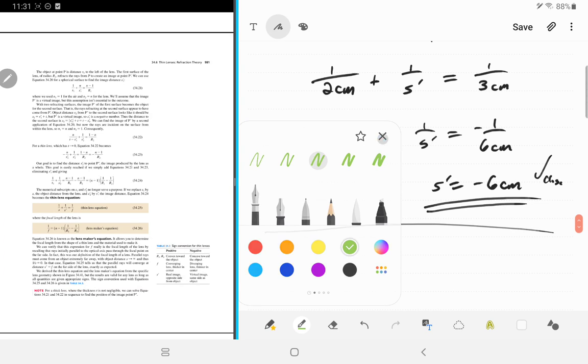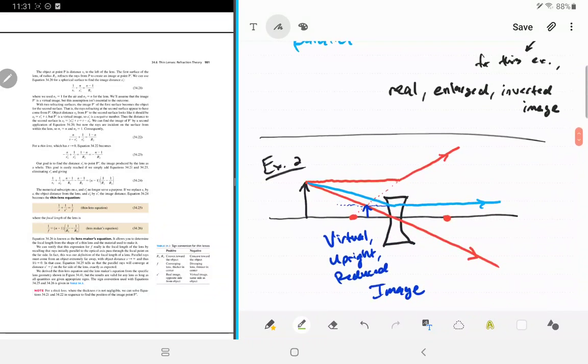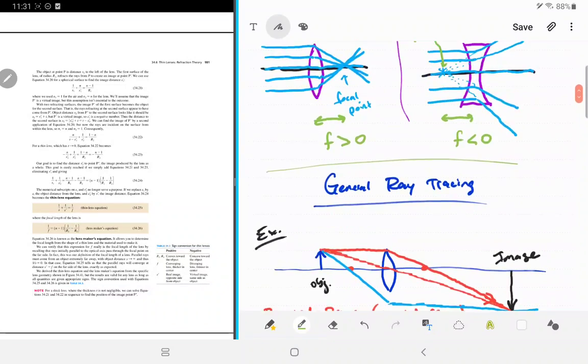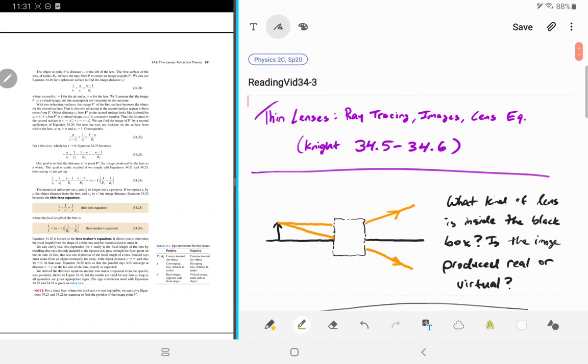Okay, there's a couple other things I want to talk about, but I don't want this video to get too long. So let's go back. This problem is starting to seem pretty easy now. What kind of lens is inside the black box? Well, it took a parallel ray and spread it away from the symmetry axis. So what kind of lens? This is a diverging lens.